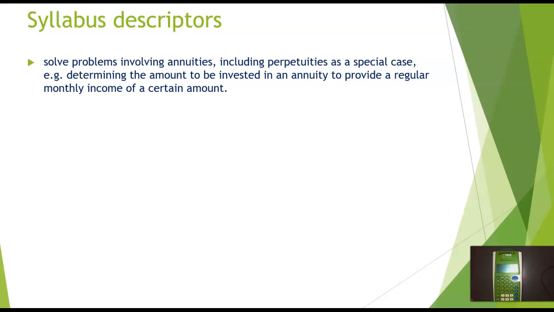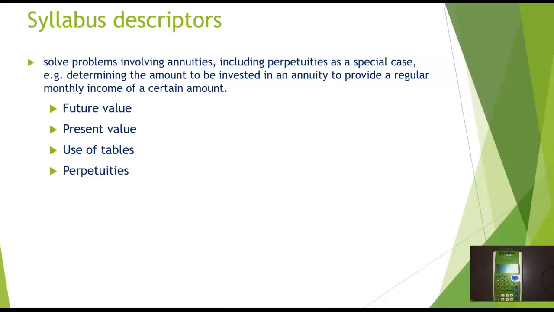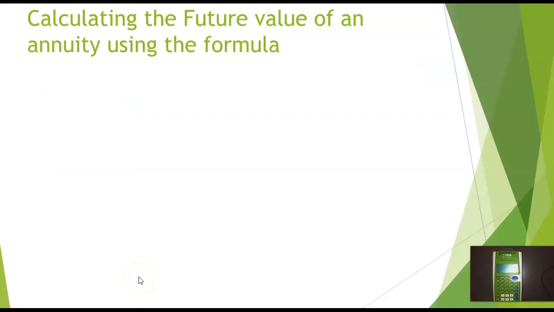So particularly looking at the future value, present value, using future and present value tables, and then doing some problem solving with perpetuities. So calculating the future value. We've looked in previous videos at using a recurrence relation to work out the future value of annuities. And so today we're going to be using a formula to do that.